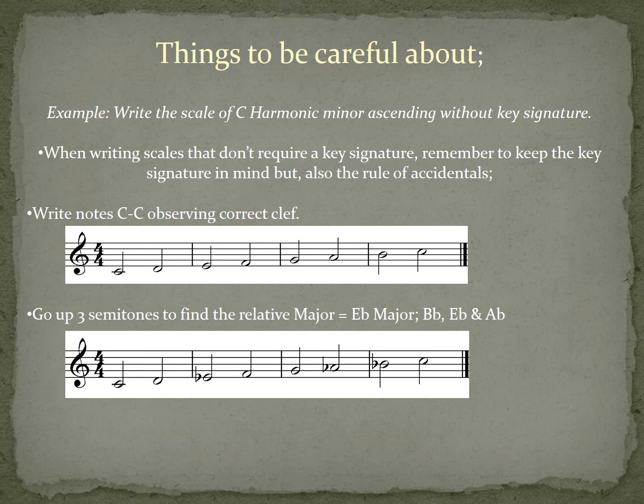So when you write the C to C, observing the correct clef of course, because I've used treble on all of these, they can become on any clef that's required for grade 5, such as the bass, the alto or the tenor, etc. Okay, so we've observed the treble clef, we've gone C to C. We count up our 3 semitones, the minor third, to find the relative major, the big brother with the same key signature. So we find when we go from C, we land on E flat major, which has got B flat, E flat and A flat.